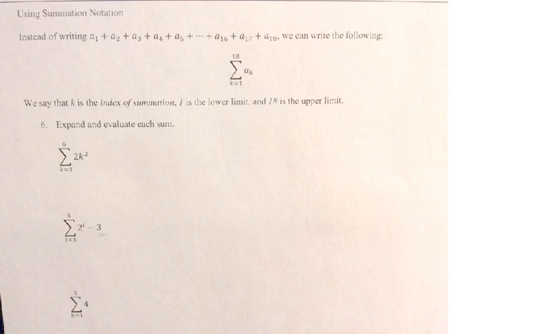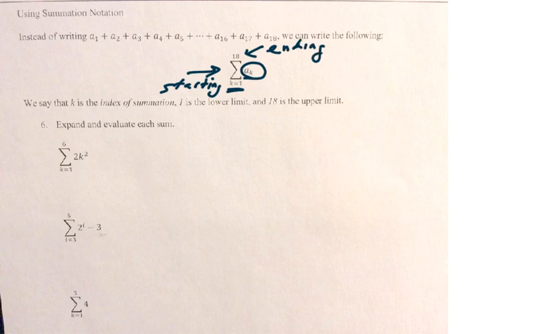Okay, so using summation notation. Instead of writing out the individual sums of the terms, we can actually write it in a shorthand way. So we use this Greek letter, which is a sigma, and we have how the terms are evaluated. And we have what's called a tracker or a tracer where we start from. So this k equals 1 is my starting value or my starting term. And then this top number is your ending value or your ending term value.